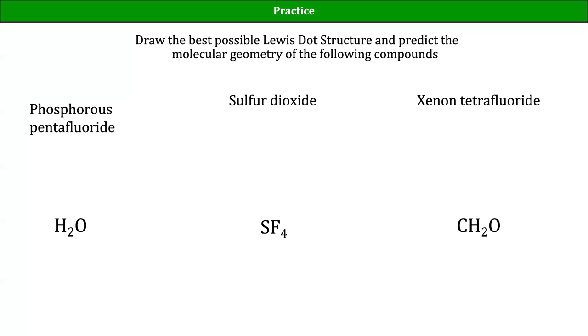Start by making your bonds. That's eight electrons, right? So we've got 26 electrons left. How many electrons are we going to spend filling up the fluorines? A total of 24. Each fluorine still needs six, and there's four of them. Six times four is 24. Two, four, six, eight, 10, 12, 14, 16, 18, 20, 22, 24.